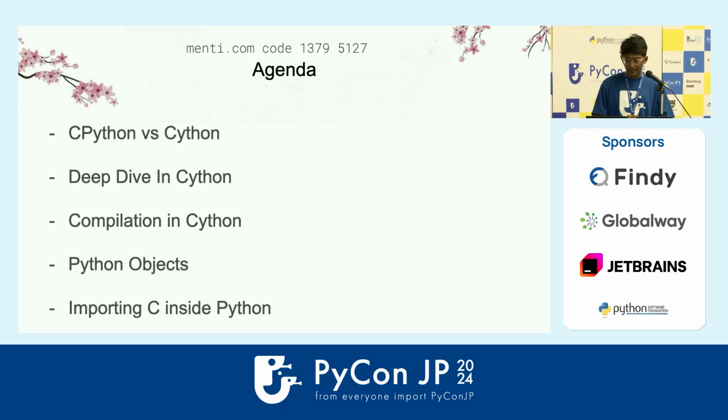So this is the agenda. And I think the first thing is, what is the difference between CPython and Cython? I was talking to a lot of folks today here, and a lot of them got confused between CPython and Cython. They are not at all the same thing. There's a difference, and because they are similar sounding, people get confused. Then we'll do a bit of a deep dive into Cython, compilation in Cython, what Python objects are and why we get rid of them, and then importing C inside Python. But I think it was covered beautifully in the previous talk today, so I'll talk very little about it.